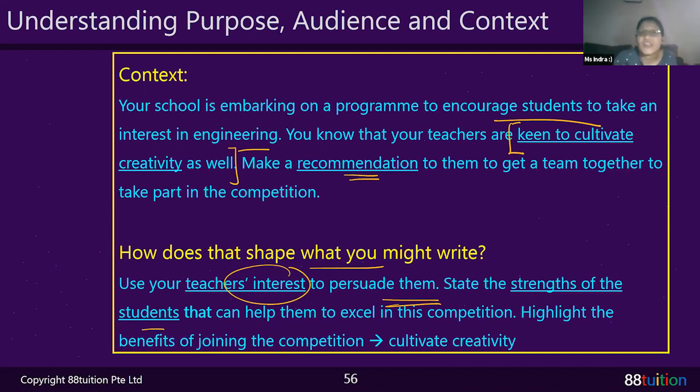So for example, students are very determined. This will definitely help them achieve the best project that they set out to do. Maybe the students are very resourceful. They can do very good research to make sure that the science project is up to date. For example, all these benefit students and are the strengths of what students have, right? How would this benefit them and enhance them doing the project? Highlight the benefits of joining the competition, something that we've already talked about, cultivating creativity.